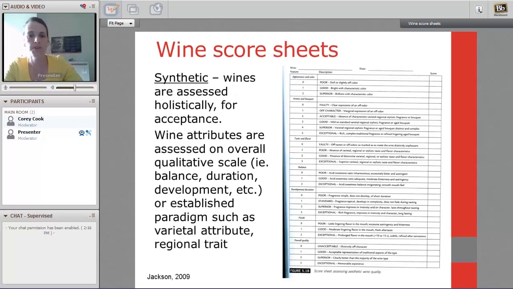And now some notes about score sheets. There's a number of different types. The first type here is the synthetic. Wines are assessed overall for acceptance. So the attributes are evaluated for balance and duration. They can also be evaluated for established paradigms like varietal attribute or regional trait. And you can see on the right-hand side, we've got some examples. We've got a wine evaluation sheet, the UC Davis evaluation sheet, where it looks at development, finish, and overall quality. So these are assessed holistically for these attributes.